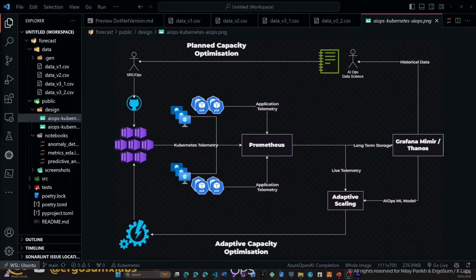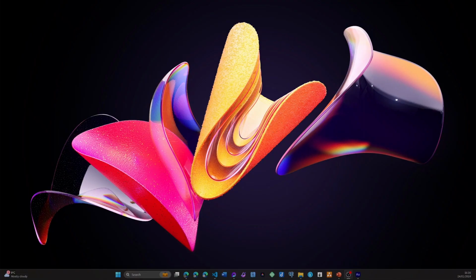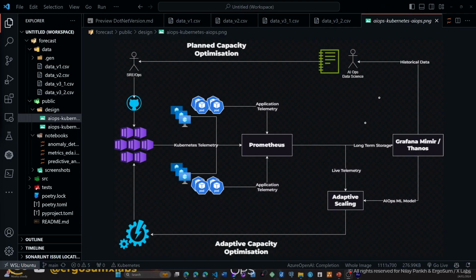Now let's see the architecture that underpins our Kubernetes and AIOps integration. Understanding this framework is very crucial, in my opinion, for seeing how we have optimized the capacity of computing environment using both planned and adaptive methods. Here is an overview of our architecture.